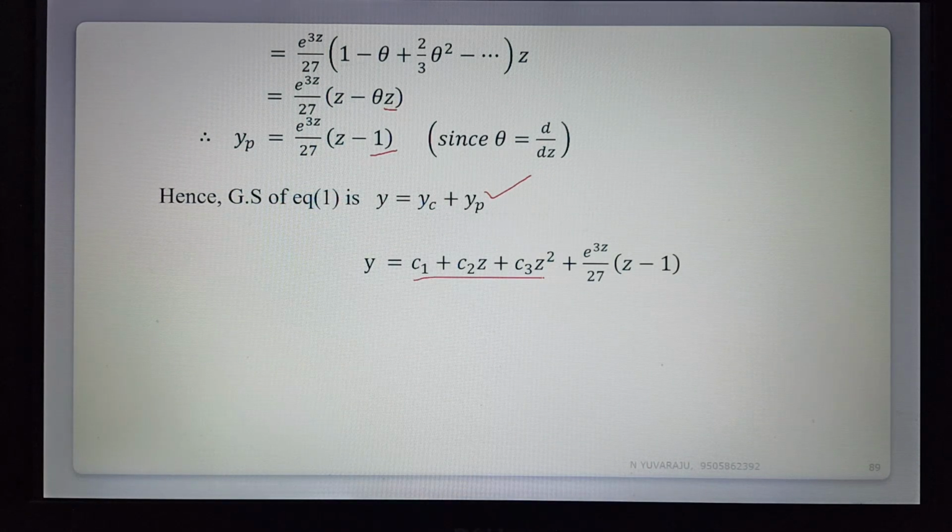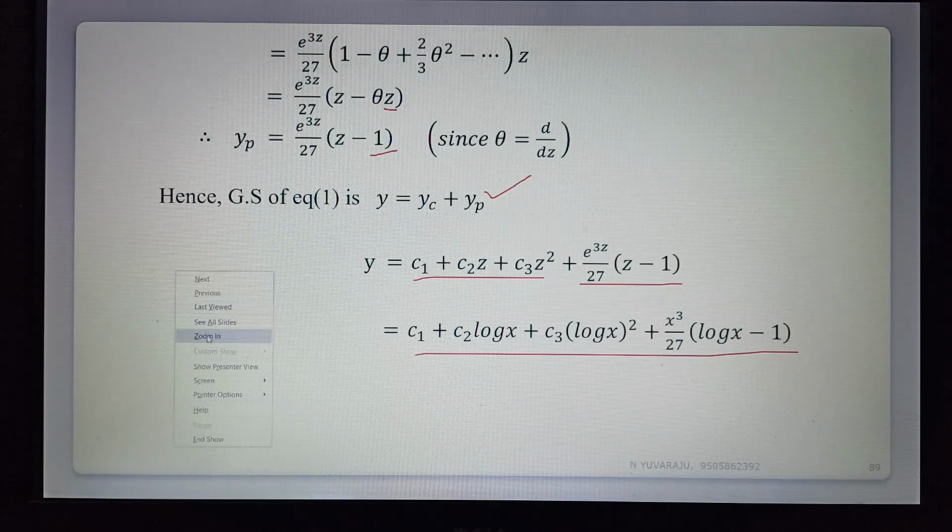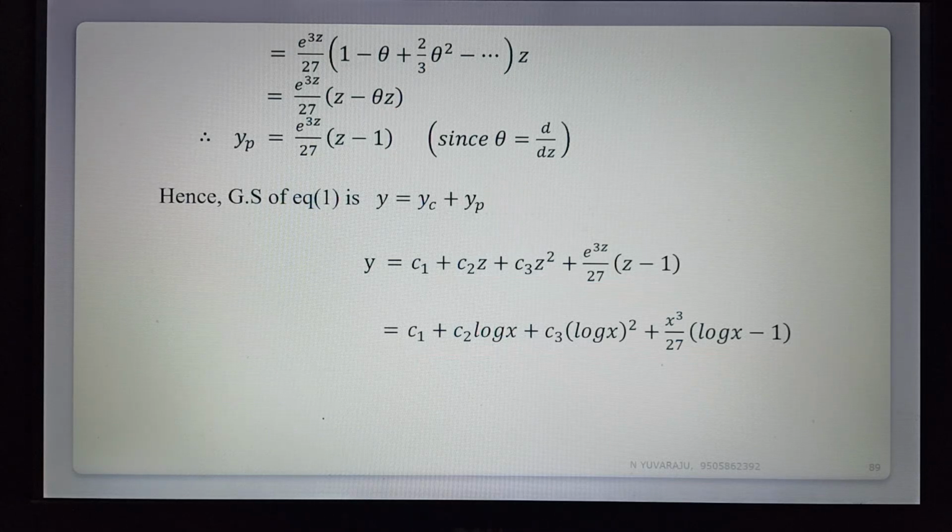So this is yc plus yp. After replacing z by log x, e power z by x, after simplification it is c1 plus c2 log x plus c3 log x whole square plus x cube by 27 into log x minus 1. So this is the solution of the given equation.